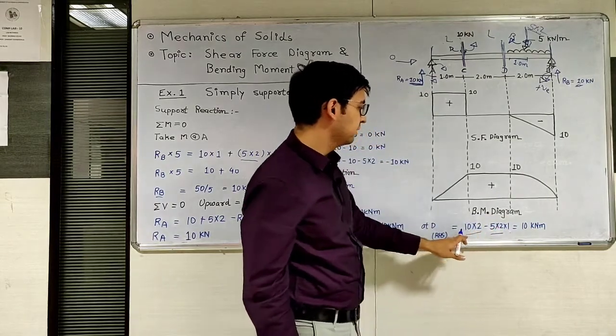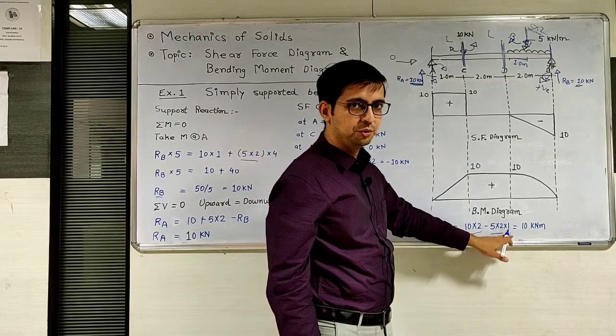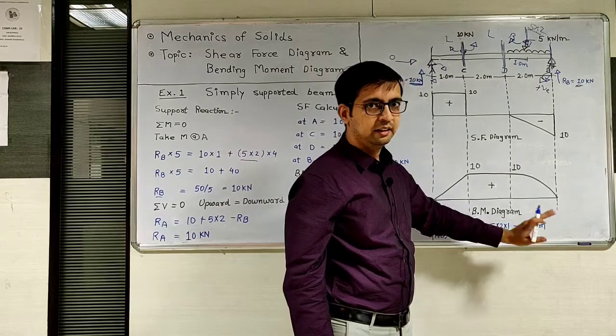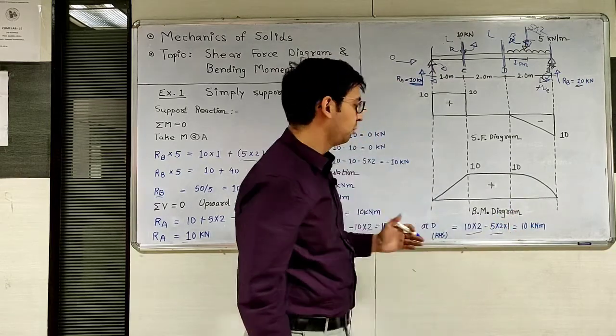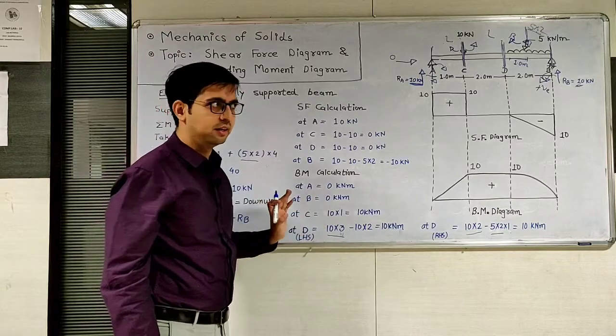So minus 5 into 2 into 1. Simplifying this, 10 into 2 is 20, minus 5 into 2 into 1 is 10. So we will get 20 minus 10, 10 kilonewton meter. So by using both sides of the section we are getting the same answer.